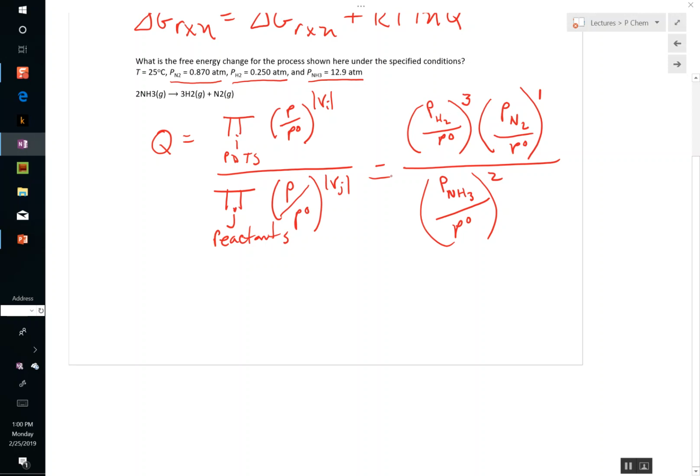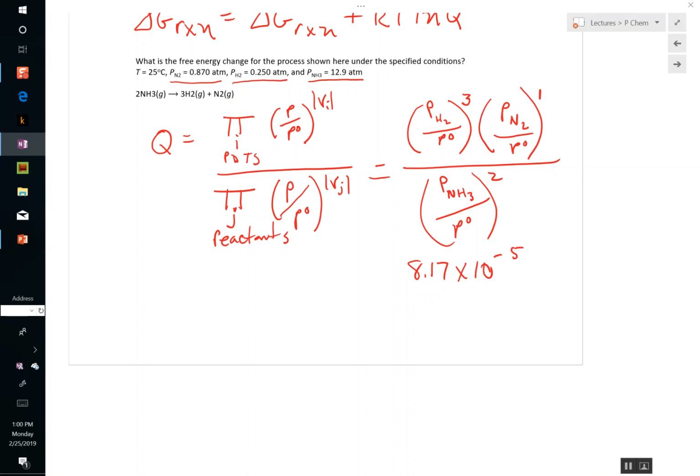Somebody have it already? Don't worry about it. Times 10 to the negative. You got a number? Yeah, 8.17 times 10 to the negative fifth. Does that sound right? Did you guys get that? Yeah, that sounds right. You're going to have 12.9 in the denominator squared. Yeah, that's really big.